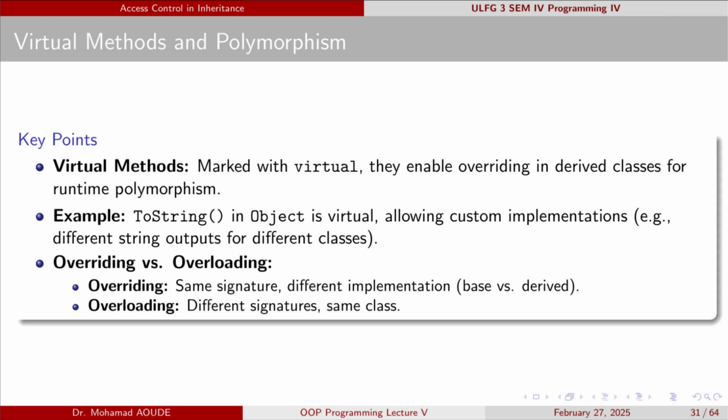Virtual methods unlock the full power of runtime polymorphism. A virtual method is like a placeholder. Each class down the hierarchy can provide its own version. Example: ToString in every object in C#. Each class can override it to show a customized string. Again, don't confuse overriding with overloading. Overriding means same name and signature, different classes. Overloading means same class, different parameter list.